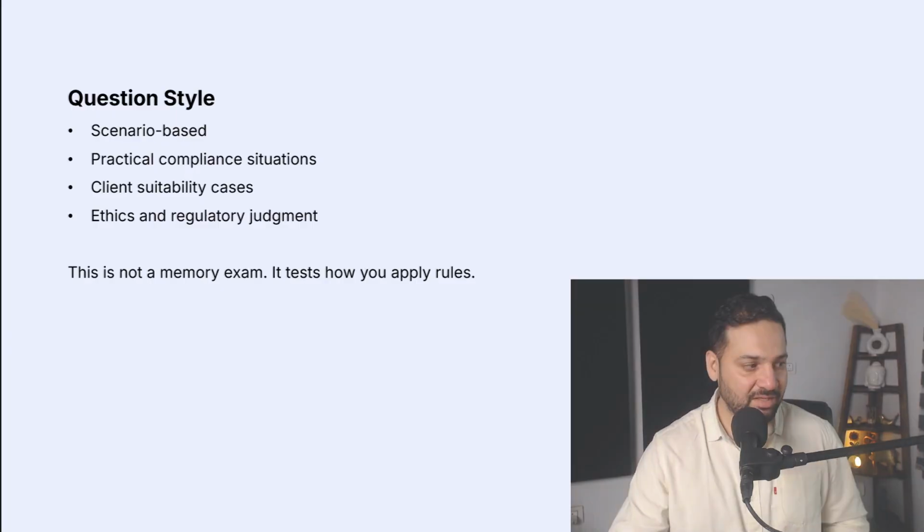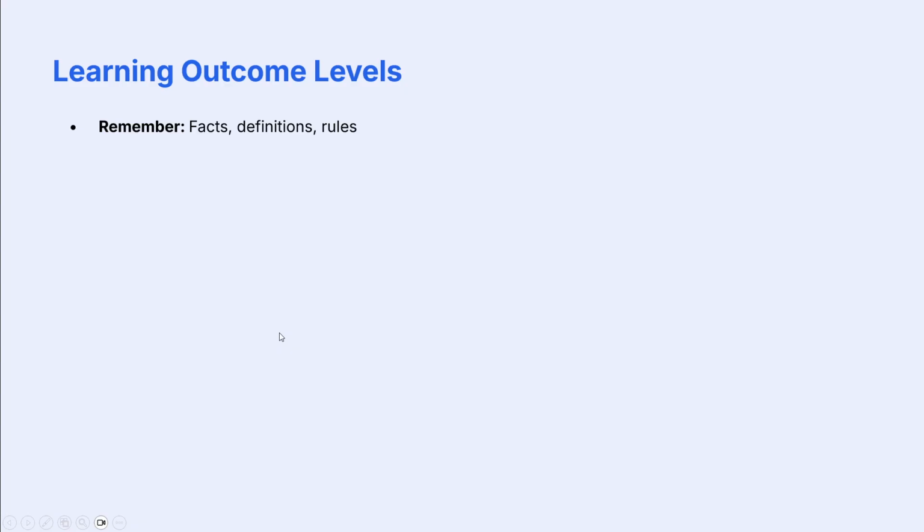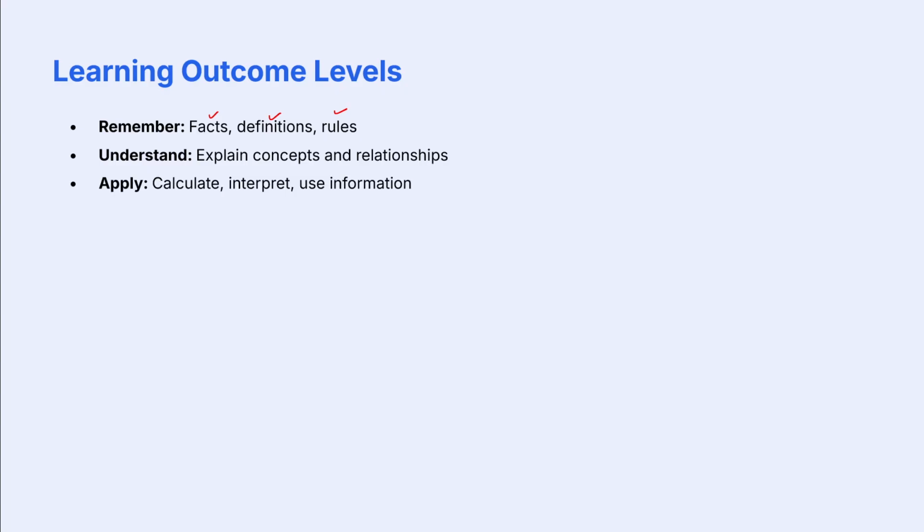Okay. Moving forward. So learning outcomes as mentioned on the official document, you are supposed to remember facts, definitions and rules. So please remember those facts, definitions and rules. Other than that, you need to understand the concepts. Conceptual understanding is required. And then you need to apply those concepts. You need to do the calculations, you need to do the interpretation and use that information, right? Then analyze, you need to compare, evaluate, and you need to make conclusions.